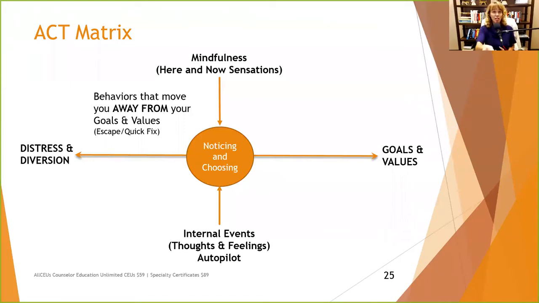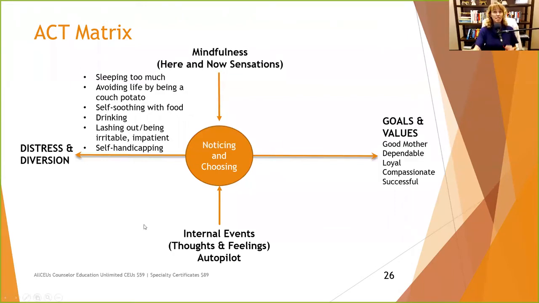Somebody makes them angry, they want to lash out to get their power back. Okay, I can understand that. However, in the big scheme of things, is that a good use of your energy? So we list those behaviors that people, and each person is going to be different, typically use in order to escape, avoid, or regain power. So sleeping too much, avoiding life by being a couch potato, just shutting the blinds and doing a Netflix marathon for 2 solid weeks. Self-soothing with food, drinking, lashing out or being impatient or irritable, so getting angry in response. And sometimes self-handicapping, doing things so they don't have to worry.